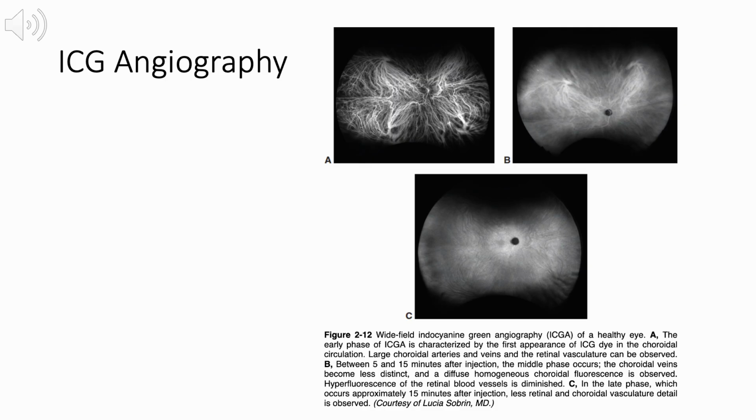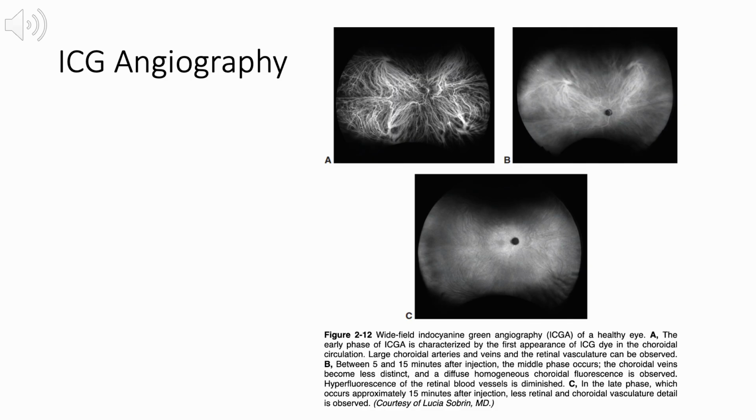light. Panel B represents the middle phase, occurring approximately 5 to 15 minutes after injection. During this phase, the choroidal veins become less distinct, and a more diffuse, homogeneous choroidal fluorescence is observed. Hyperfluorescence of the retinal blood vessels is diminished, shifting emphasis toward the broader choroidal circulation. Panel C demonstrates the late phase of ICGA, which occurs around 15 minutes after injection. At this stage, there is reduced visibility of both retinal and choroidal vascular detail, with more uniform background fluorescence and fading of earlier vascular patterns.